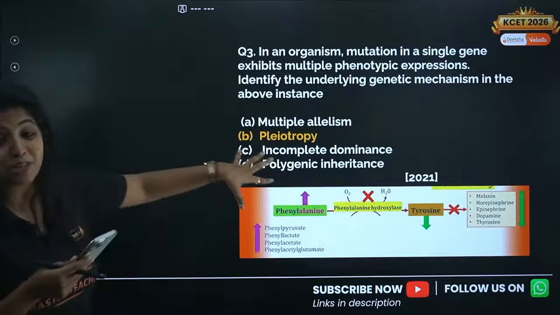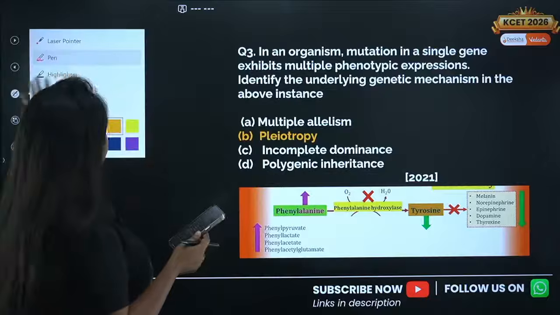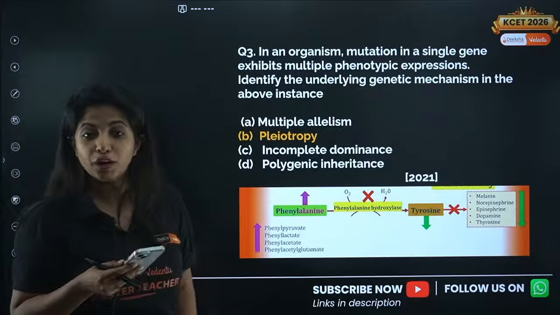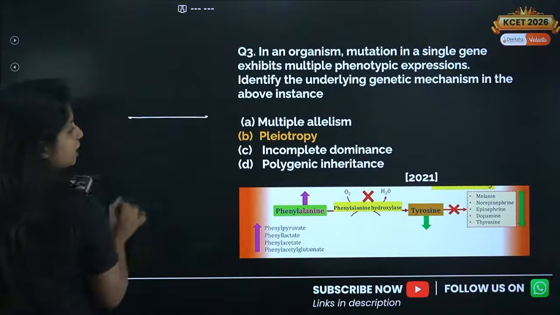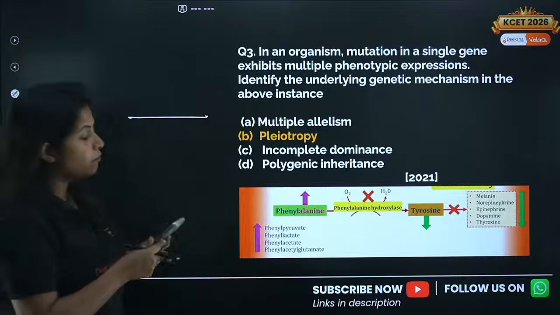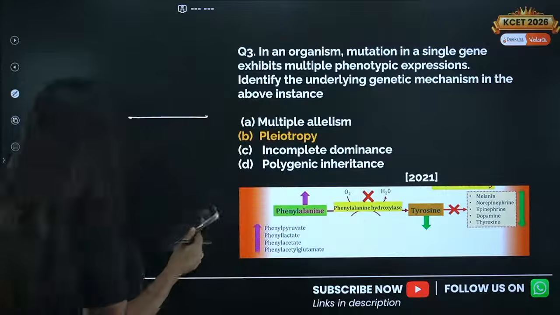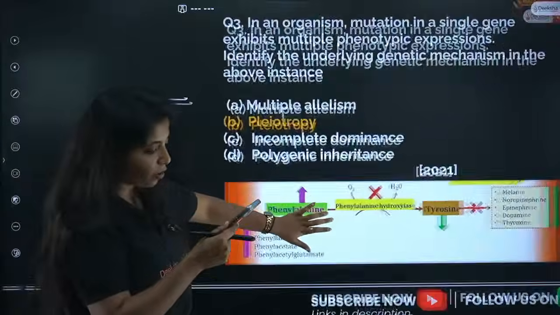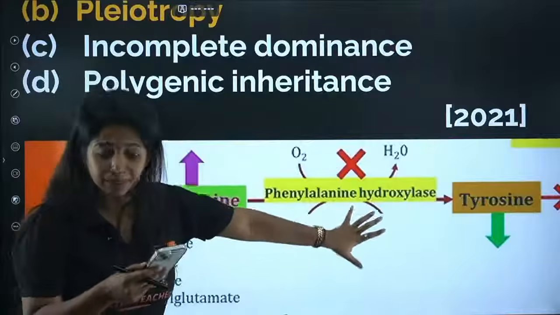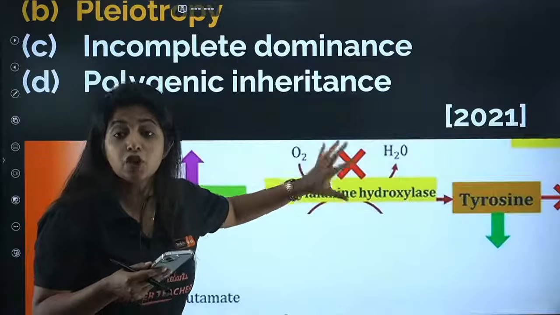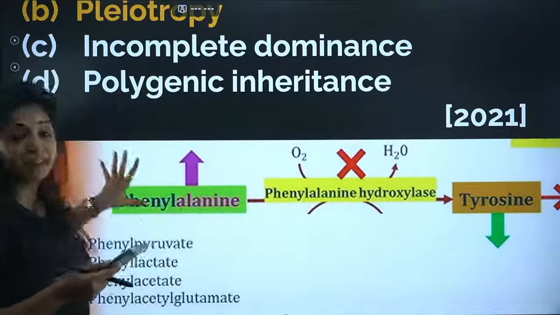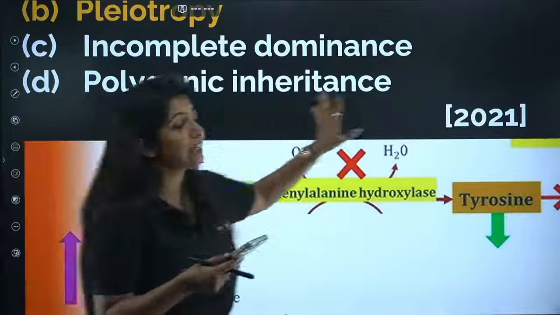What do you mean by pleiotropy, and what is the example for this? So phenylketonuria, you might have heard of that disease, right? In phenylketonuria, what happens? A gene that codes for a very important enzyme, phenylalanine hydroxylase, gets affected. Hi Karthik. Okay, so that gets affected, and when it is not made, what will happen? Phenylalanine is not able to convert into tyrosine.